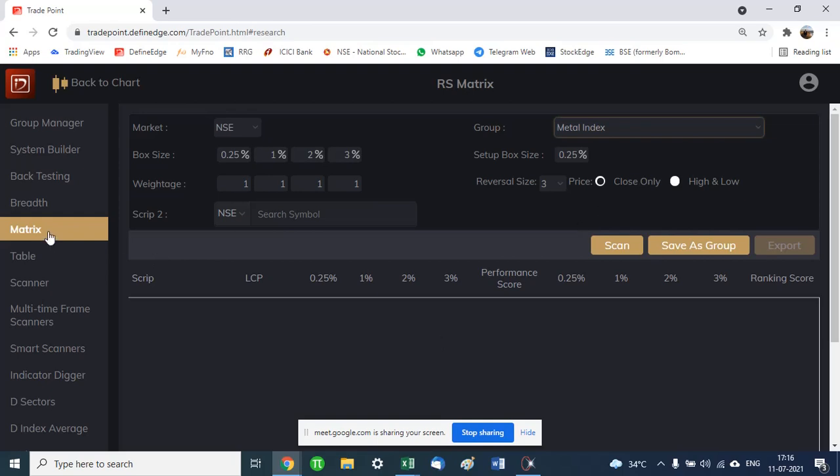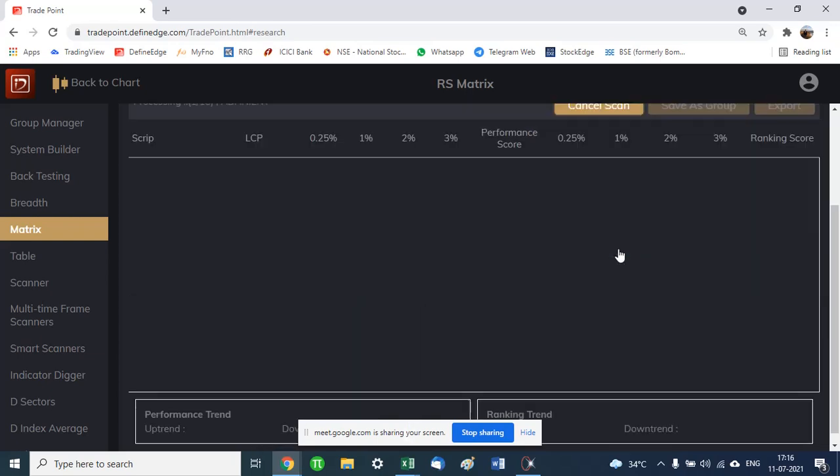So we come to matrix, RS matrix, relative strength matrix. We select the group as metal index. The script 2 is Nifty 50 because we want to compare against Nifty 50. We run the scan.